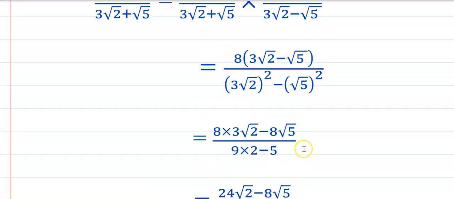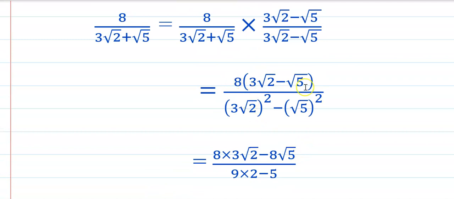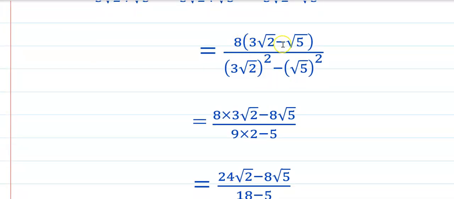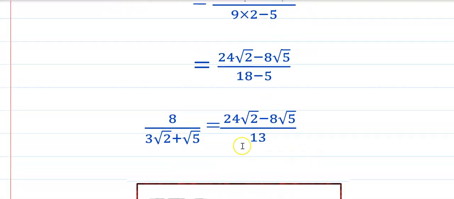What about the numerator now? What will 8 do? It will multiply the terms inside. 8 into 3 is 24 root 2, and 8 into root 5 is minus 8 root 5. In this way, you get the denominator rationalized.